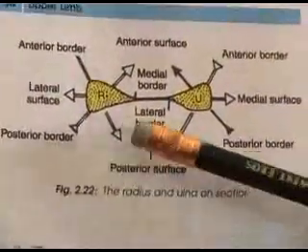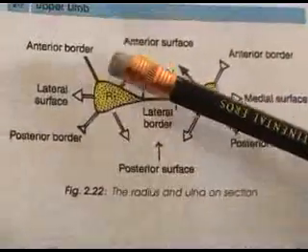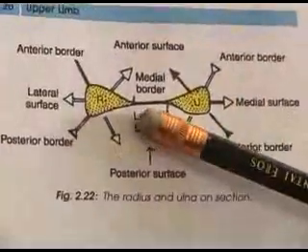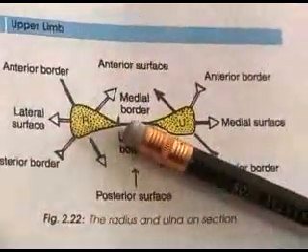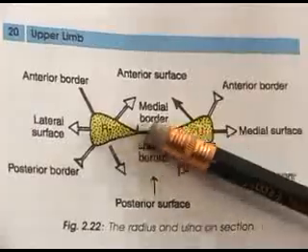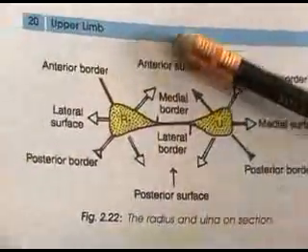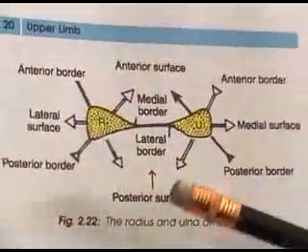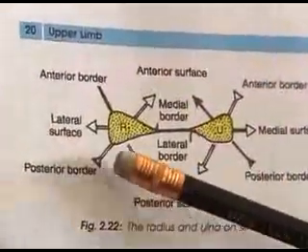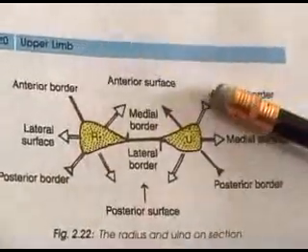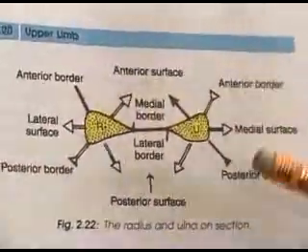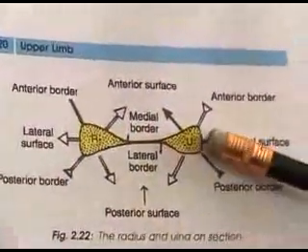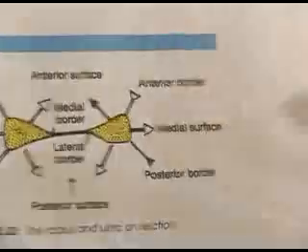This is a section of radius and ulna. The lateral surface of radius is big and the medial surface of ulna is big. Interosseous border is the medial border of radius and the lateral border of ulna, the anterior surface of both the bones and the posterior surface of both the bones. Anterior border of radius, posterior border of radius, and anterior and posterior border of ulna. The lateral surface of the radius is lateral and the medial surface, of course, of the ulna is medial.